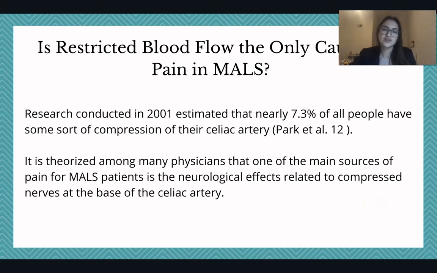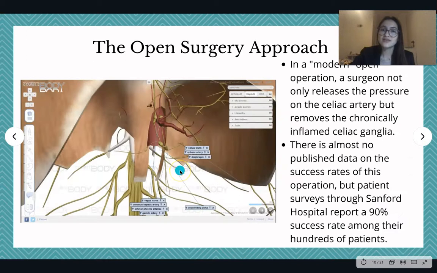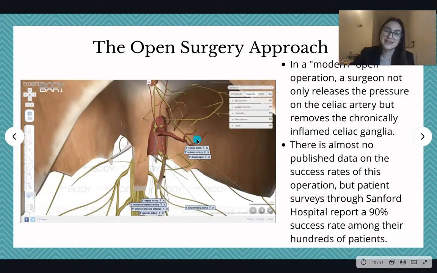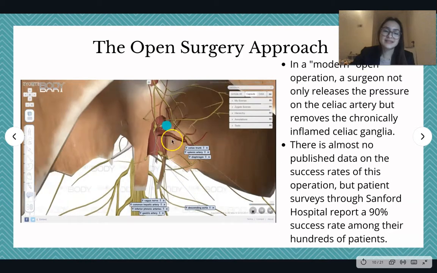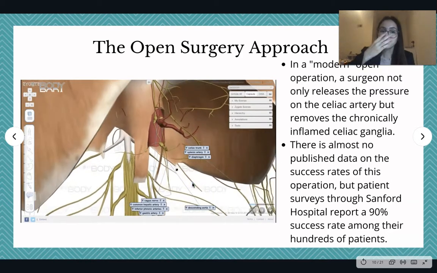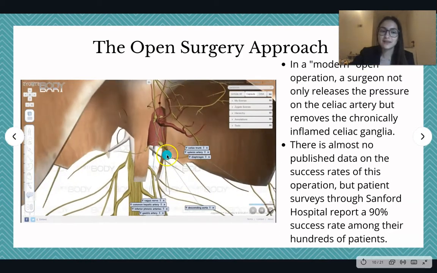Many physicians are now theorizing that one of the main sources of pain in MALS patients is actually the neurological effects associated with the compressed nerves at the base of the celiac artery. If we take a look over here, we can see the aorta and the protruding celiac artery. Additionally, we see these yellow structures, which represent nerves. These two bundles that sit above the celiac artery are actually celiac ganglia.